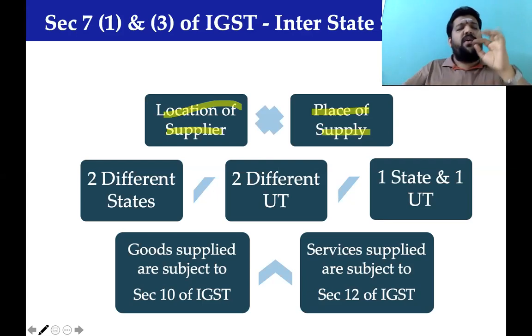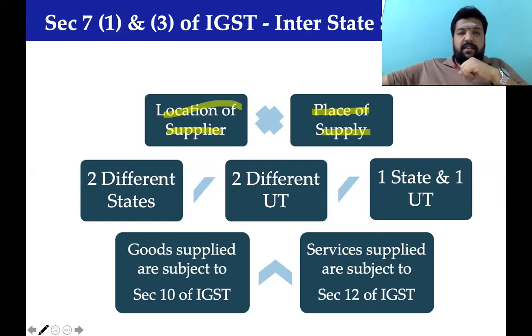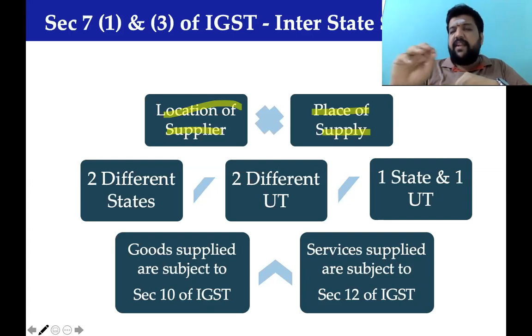First basic understanding, nature of supply is always decided based on two variables. Variable number one, location of supplier. Variable number two, place of supply. If both are going to be in the same state, then it's a separate discussion. It's intra. If both, the location of supplier and the place of supply, are going to be in two different states, two different union territories, or a state and a union territory, then it would be treated as interstate supply.